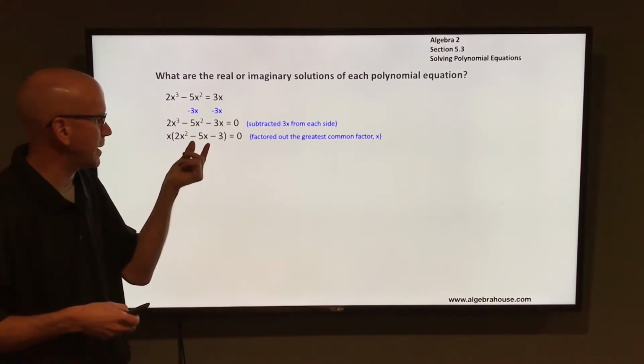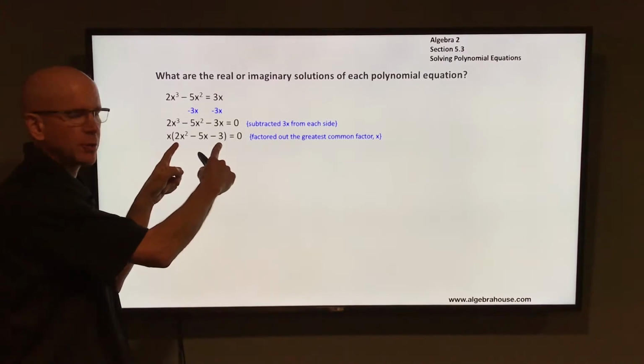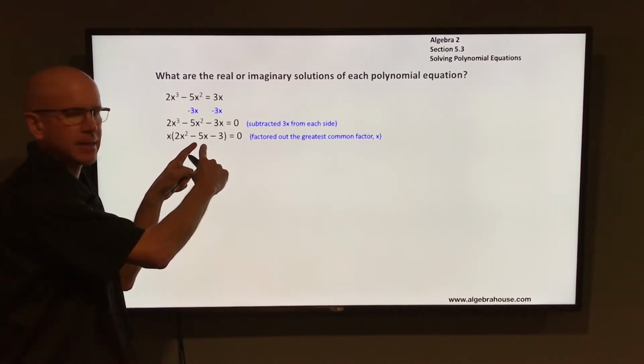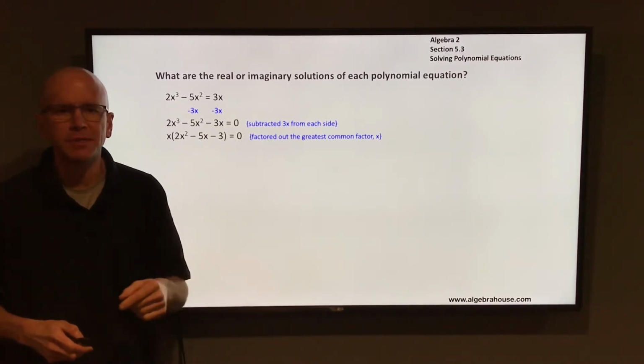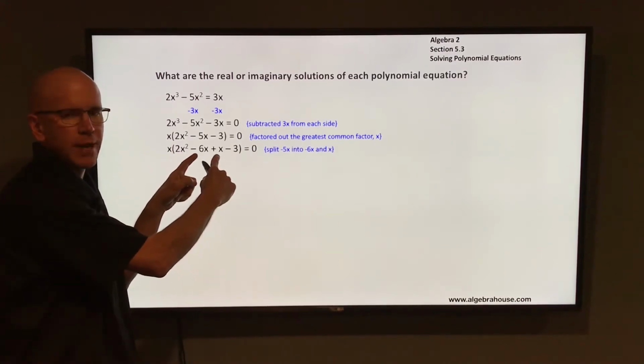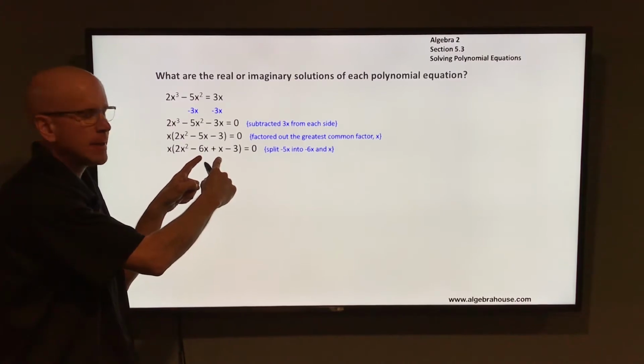You need to split that negative 5x into two terms. Their coefficients would multiply to get what 2 times negative 3 is. So they multiply to get negative 6, and they add to get that middle coefficient of negative 5. So two numbers that multiply to get negative 6 and add to get negative 5, that would be negative 6 and 1. So that middle term, that negative 5x, splits into negative 6x and x.